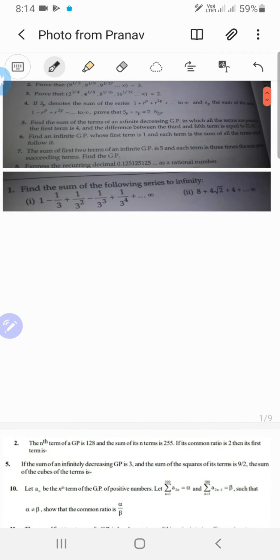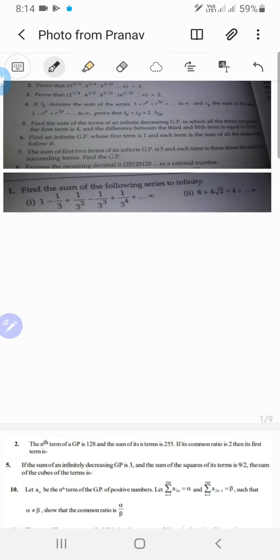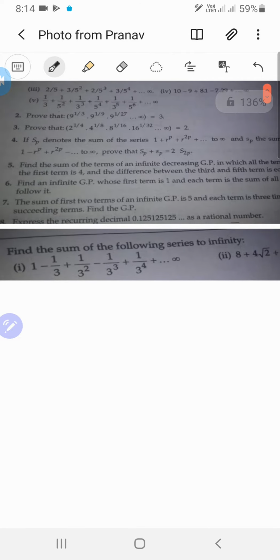So the next question is, prove that 2 to the 1/4 times 4 to the 1 by 8 times 8 to the 1 by 16 times 16 to the 1 by 32, and so on till infinite terms, is supposed to be 2. So 2 to the 1/4, and this is 4 to the 1 by 8, and then 8 to the 1 by 16. This is weird. You can see that these 2, 4, 8, 16 are basically in GP, and 1 by 4, 1 by 8, 1 by 16 also are in GP. Well, let's see what we get.